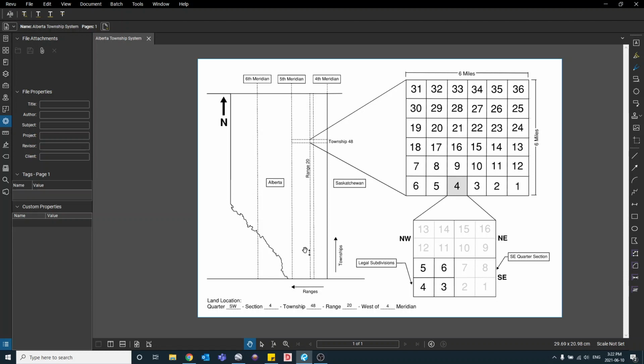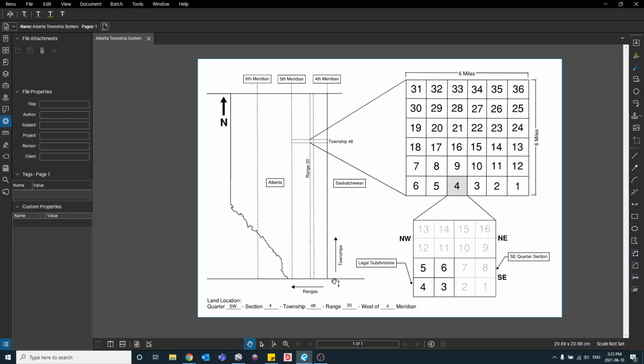So this whole region here is going to be local to west of the 4th meridian. If you were talking about somewhere over here, you would say west of the 5th, and over here would be west of the 6th. So this whole region is west of the 4th meridian, so that's where our example is today. I'm going to be focusing on that area. When somebody gives you a land location, you always have to make sure you're west of the right meridian. So I'm west of the 4th meridian here, and moving on.